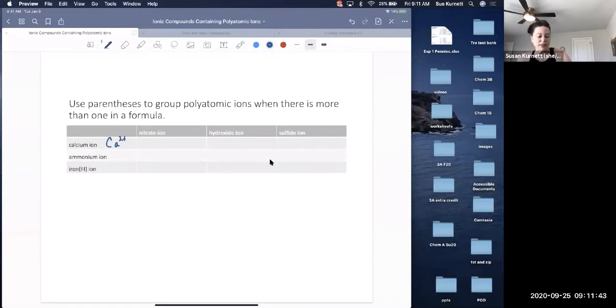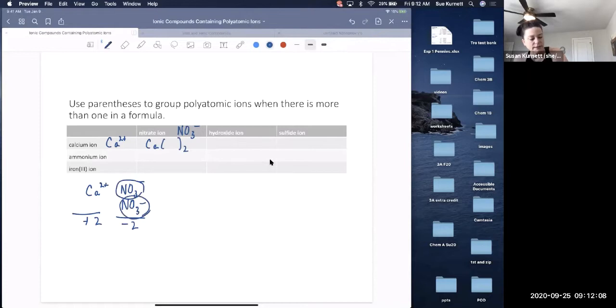Then nitrate is just something you have to memorize, NO3 minus 1. Because I need 2 nitrates to balance that calcium plus 2 charge, I'm going to need parentheses. So calcium, and then I put parentheses to say 2 of these, 1, 2, nitrate.